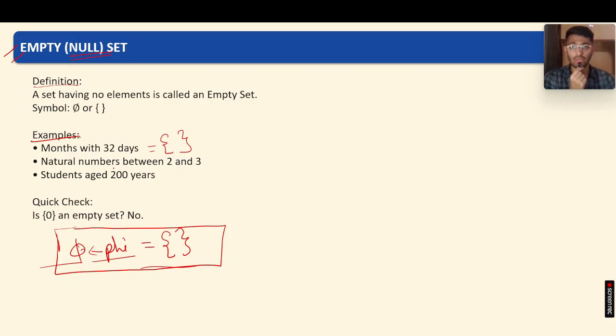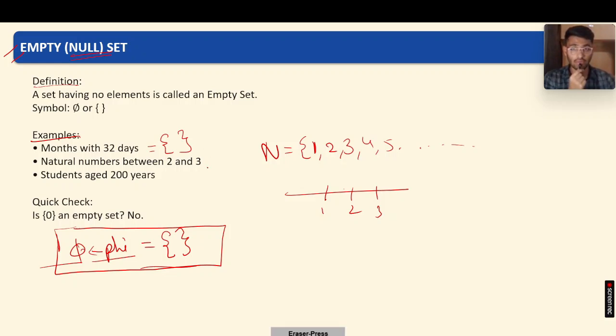Natural numbers between 2 and 3. You know very well natural numbers start from 1, then 2, 3, 4, 5, and go on. On the number line, these are the natural numbers. It's asking for natural numbers between 2 and 3. Is there any natural number between 2 and 3? No, nothing is there. So it is also an empty set.